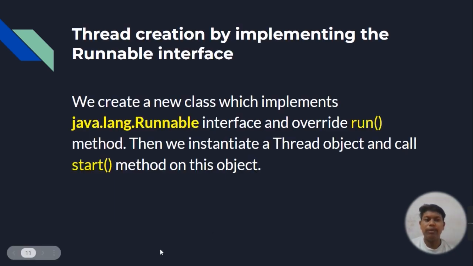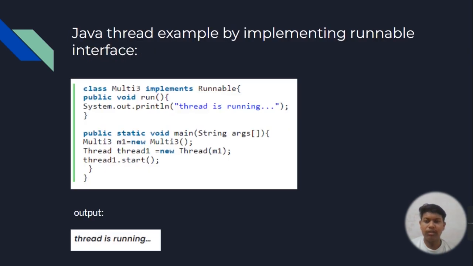Thread creation by implementing the Runnable interface. We create a new class which implements the java.lang.Runnable interface and override the run method. Then we instantiate a Thread object and call the start method on this object. Java thread example by implementing the Runnable interface. This is the example of implementing the Runnable interface, and here is the output.